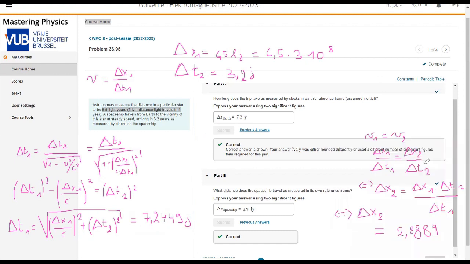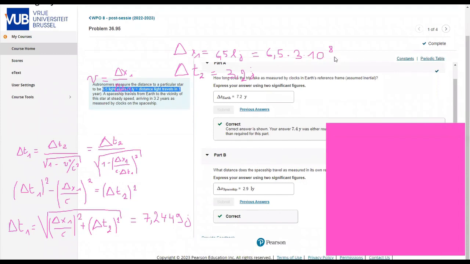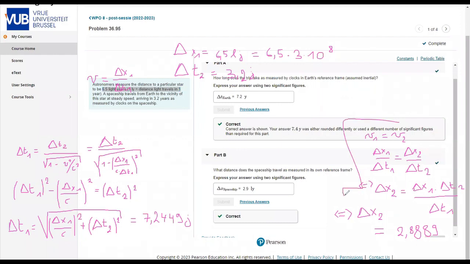And then, that's for part B. For part B, you will have to use this formula. Maybe another color. I'm gonna use this one.